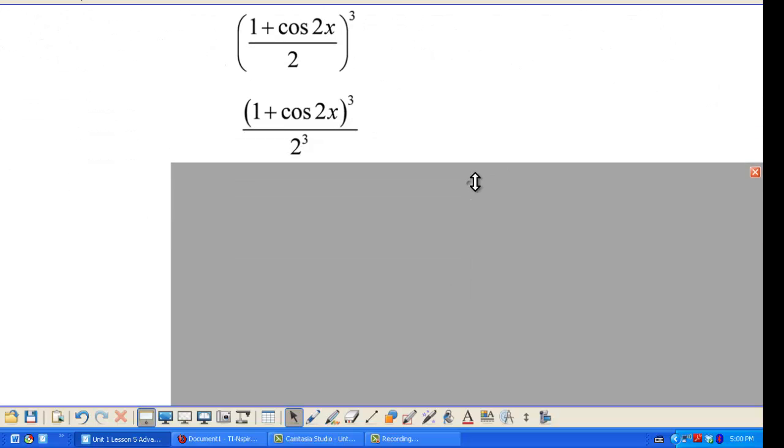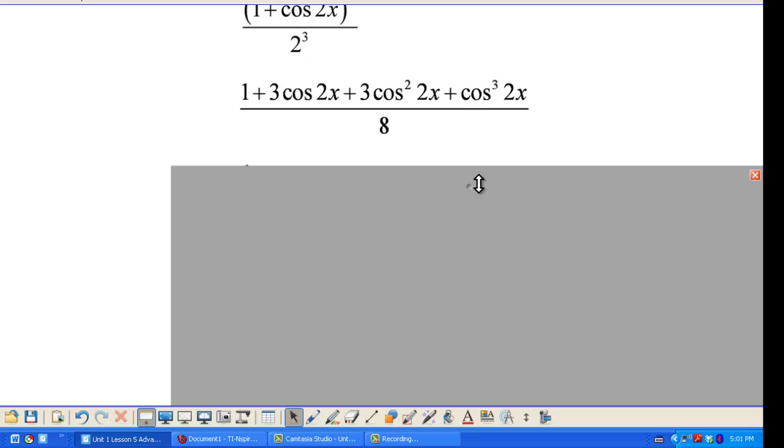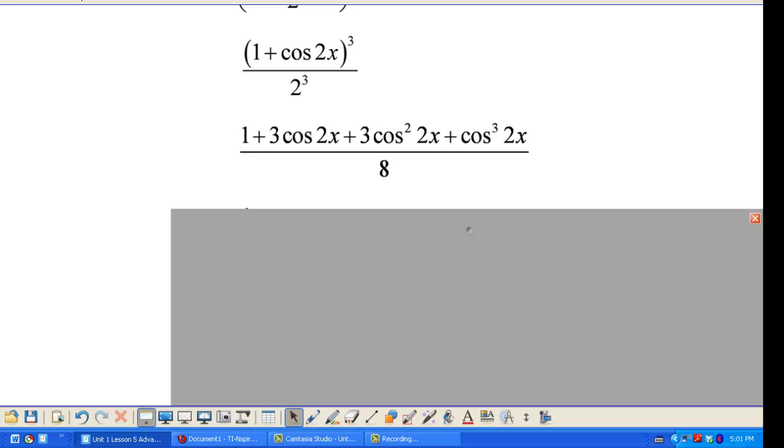Next, I can use my laws of exponents to bring the numerator to the 3rd power and the denominator to the 3rd power. Now, the bottom is pretty easy. 2 to the 3rd is 8. But in order to get the numerator, 1 plus 3 cosine 2x plus 3 cosine squared 2x plus cosine cubed 2x, you could either write 1 plus cosine 2x out 3 times and distribute, or you could use the binomial expansion using Pascal's triangle. So the 3rd row of Pascal's triangle is 1, 3, 3, 1.